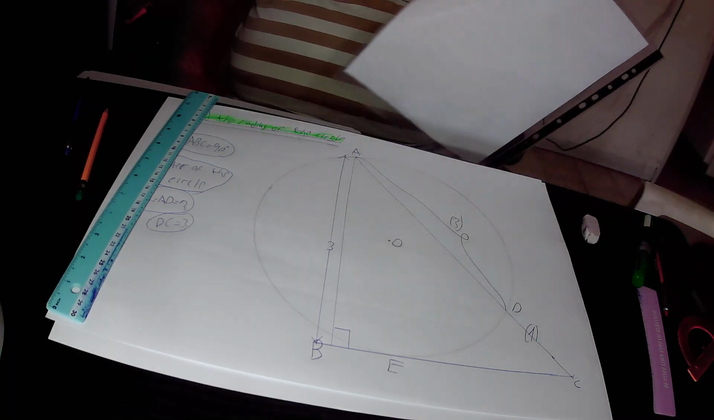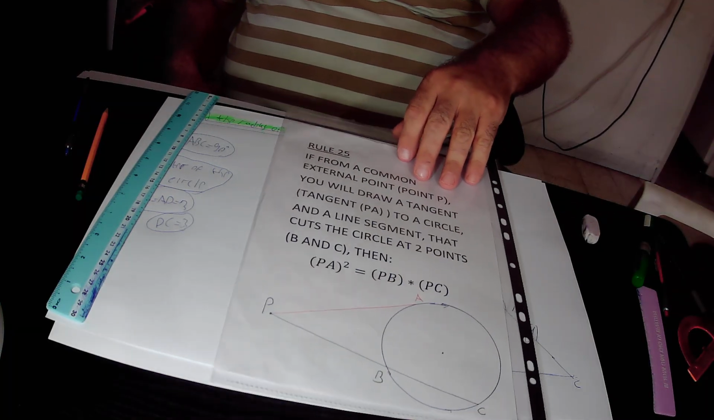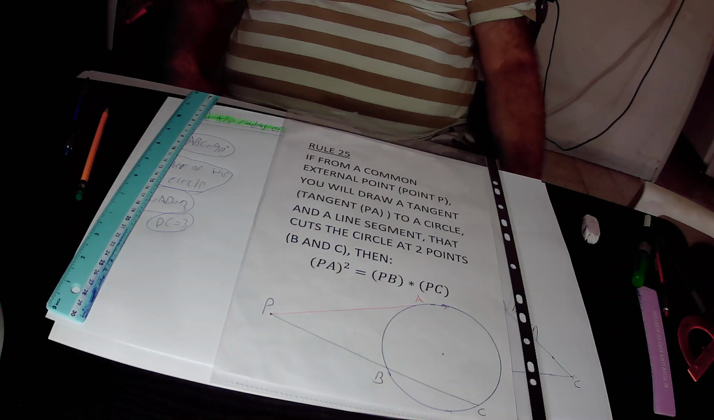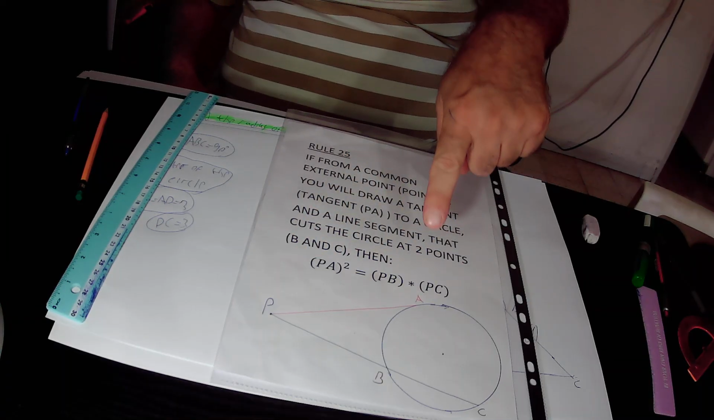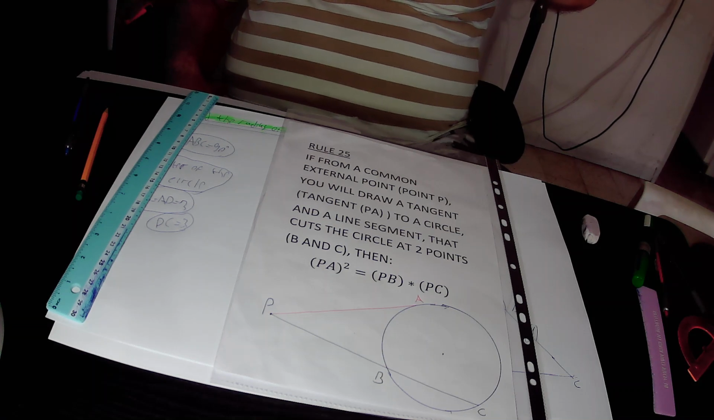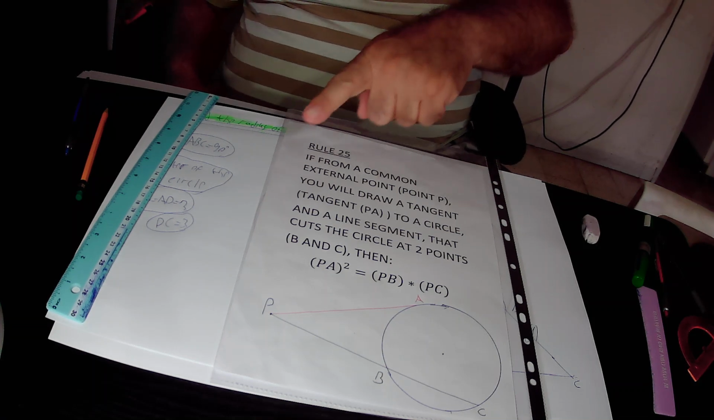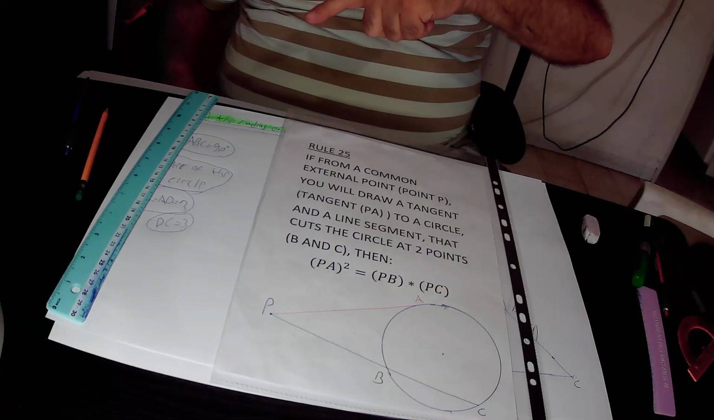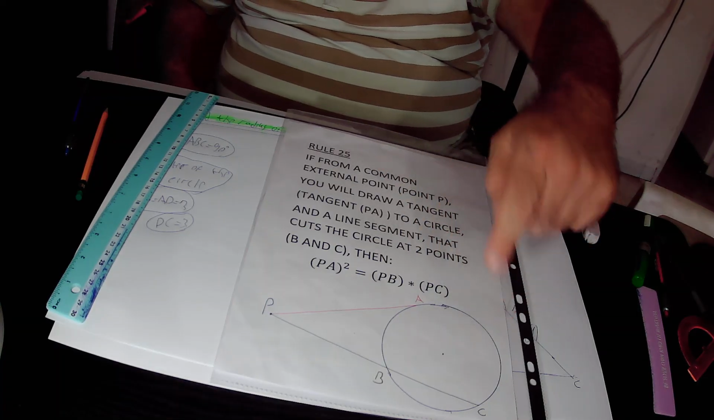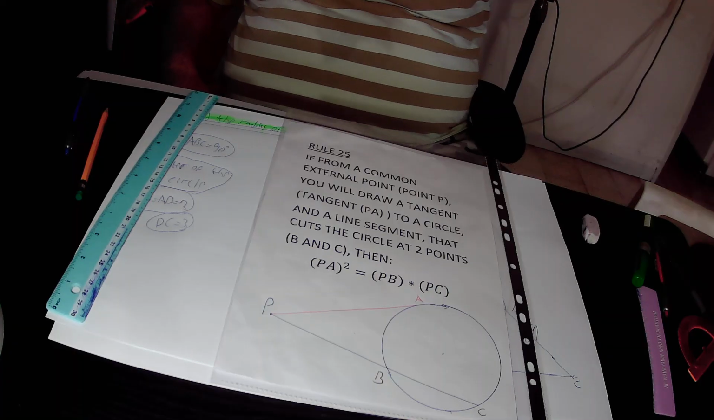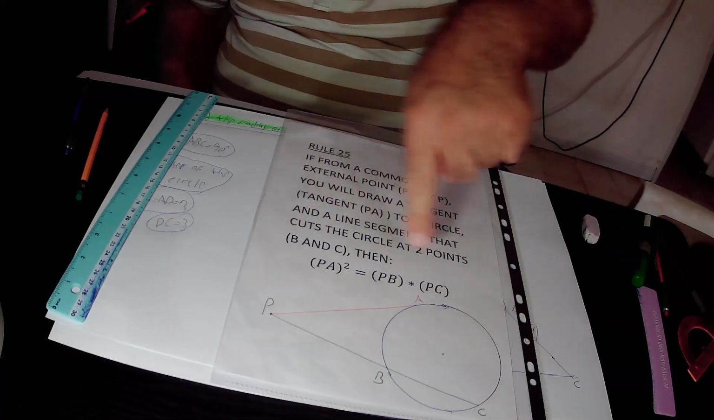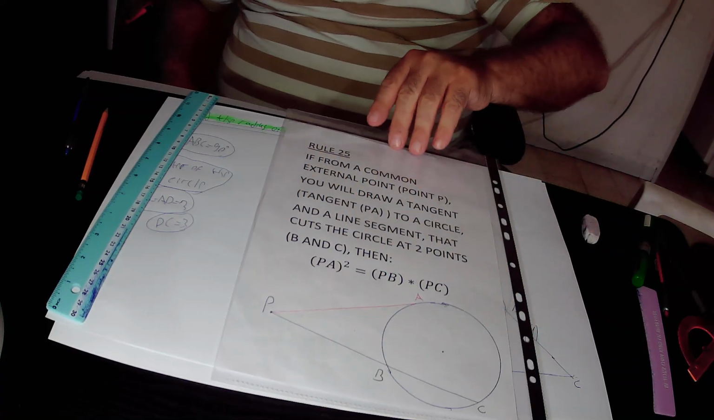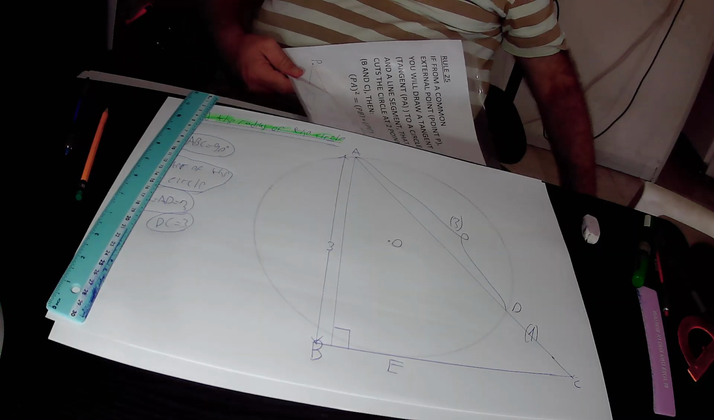I'll repeat quickly rule 25. According to rule 25, if from the common standpoint point P, we draw a tangent PA to the circle that is tangent to the circle at point A, and the second line PC that cuts the circle at two points B and C, then in this domain the following equation is true: PA squared equals PB times PC. So we can implement rule 25 in our drawing.